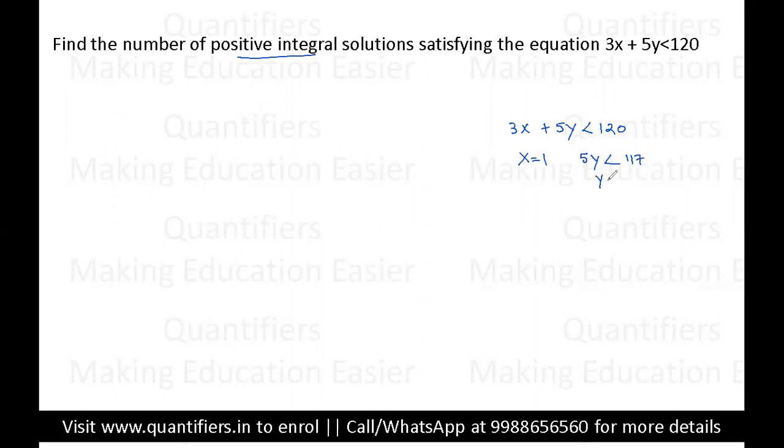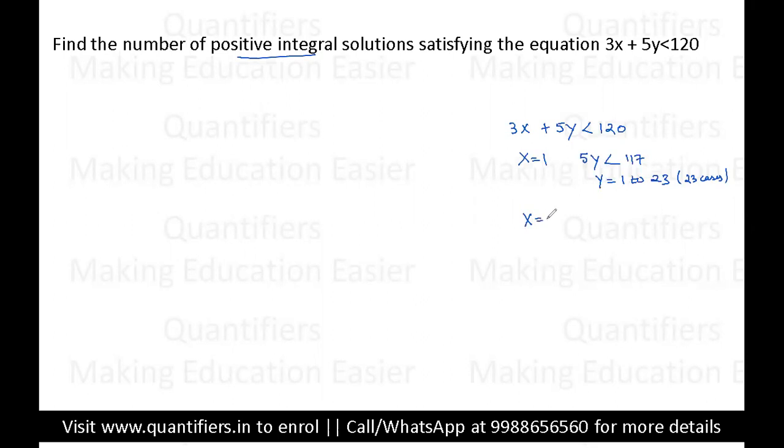Here, we will get the values of y, which will range from 1 to 23. So students, now you can see if x is equal to 1, right? y is equal to 1 to 23. That means 23 values are possible, right? Or 23 cases are possible when x is equal to 1.